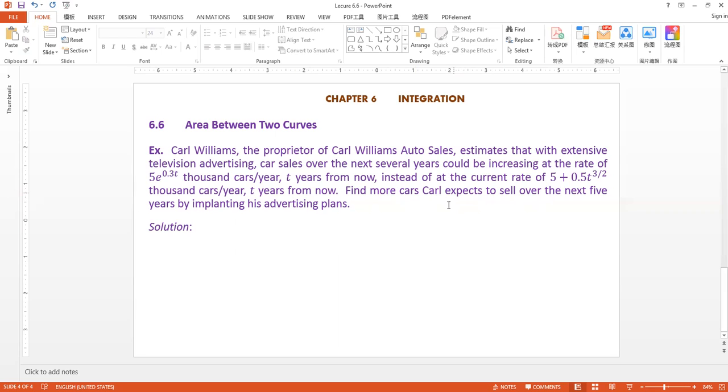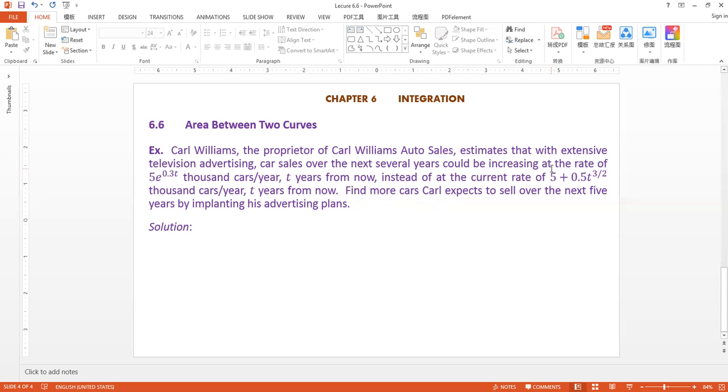Now, the total number of sales of cars is the integral of the rate of change of sales. Okay, so that's the first thing we need to understand. So we need to integrate the rate of change to get the total sales in the next 5 years. But he has two plans. So the question is asking, what's the difference between these two plans in terms of total sales in the next 5 years, right? So this actually converts to the problem of area between two curves.